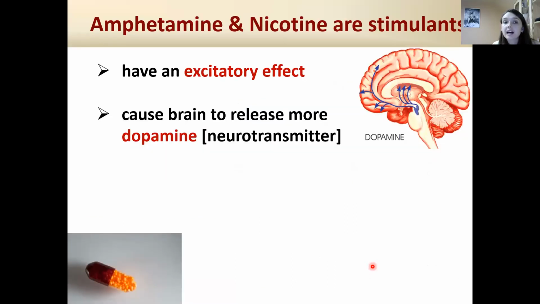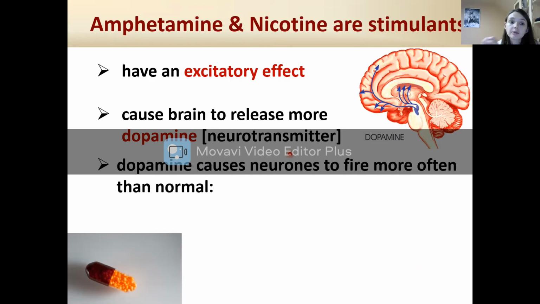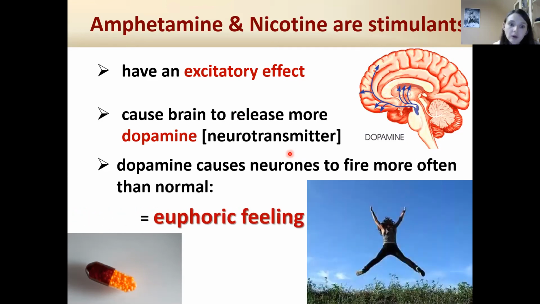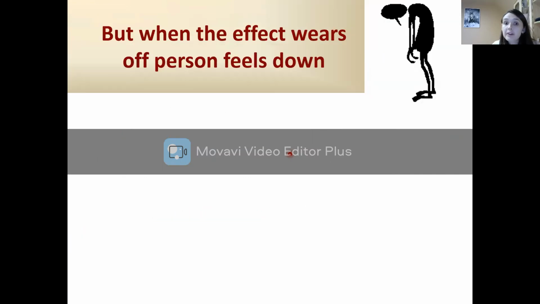Amphetamine and nicotine are stimulants, and they are responsible for enhancing the release of neurotransmitters such as norepinephrine and also dopamine. So as a result, they will be responsible for increasing the good feelings. Now, dopamine causes neurons to fire more often than normal. So you are going to have such kind of euphoric feelings. But when the effect wears off, the person will feel down.